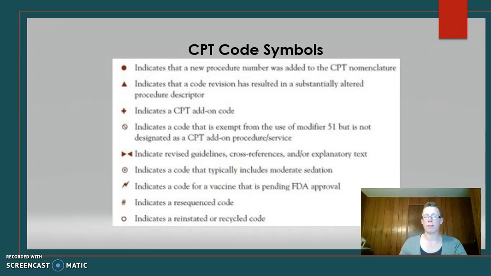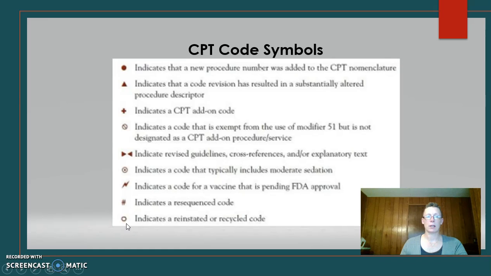The two side-by-side triangles, which looks like a bow tie, indicates revised guidelines, cross-references, and/or explanatory text. The bullseye indicates a code that typically includes moderate sedation. The lightning bolt indicates a code for a vaccine that's pending FDA approval. Hashtag indicates a resequenced code. And the circle indicates a reinstated or recycled code.